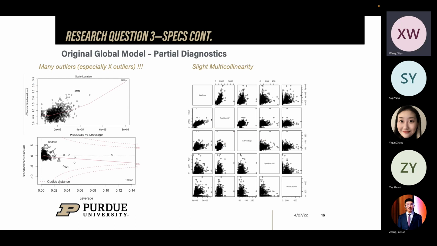What's important is we can see lots of outliers, especially X outliers, nearly 100. This is as expected, as I just said, lots of meaningful 0 values for x12 and x13. But luckily, there is just very slight multicollinearity, and the graph shows our data is independent. Next page, please.